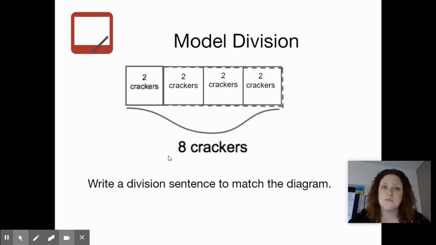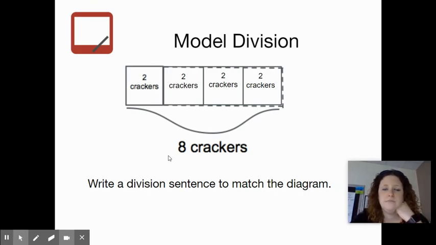So let's write a division sentence to match the tape diagram. 8 divided by 2 equals 4. So this time our answer was 4, and it was the same answer as before. We've done 8 divided by 2 both times. The first problem, the answer, the quotient, told us how many were in each group. This time, that 4 has a very different meaning. It tells us that we have 4 groups, or to answer the question, 4 students get crackers.